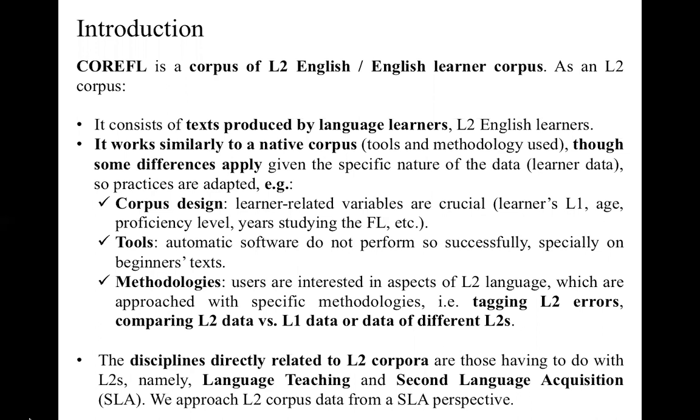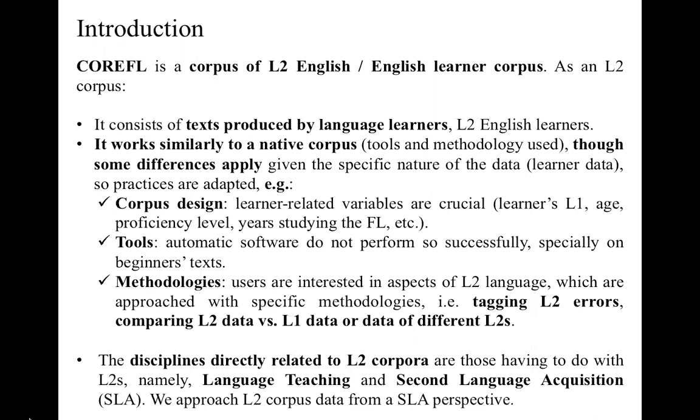In terms of corpus design, something that is very specific to L2 corpora is that learner-related variables, as you can imagine, are crucial. So information like the learner's L1, their age, their proficiency level, how long they have been studying the foreign language, is going to determine the type of language that is produced and that is later on stored in the corpus. So all these features have to be highly controlled during data compilation, and of course they have to be documented in detail when the corpus is made available.